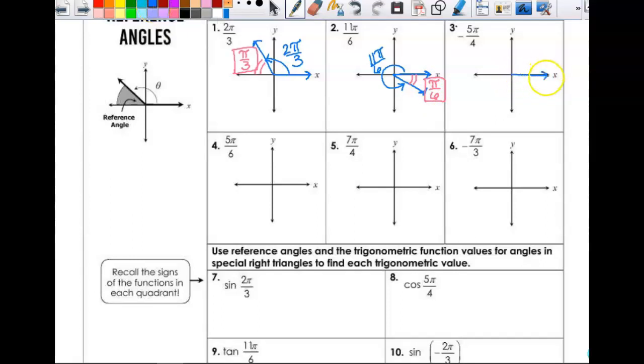Negative 5 pi 4ths. What quadrant am I in? Second, because it's negative, right? So I would start here. This gives me negative 4 pi 4ths, and then I got to go one more. I know pi 4ths is 45, so I'm about right there. That is negative 5 pi 4ths. My reference angle is pi 4ths. Yes? Questions?